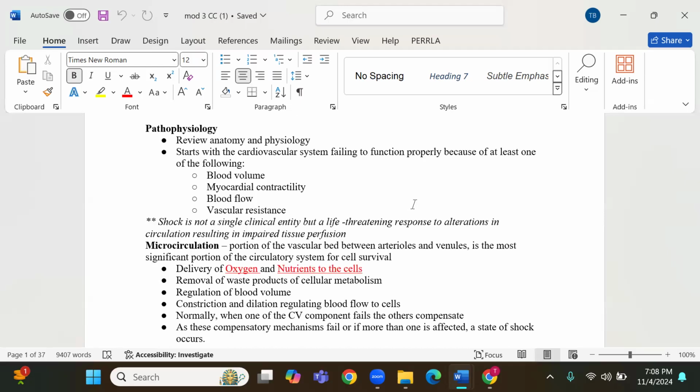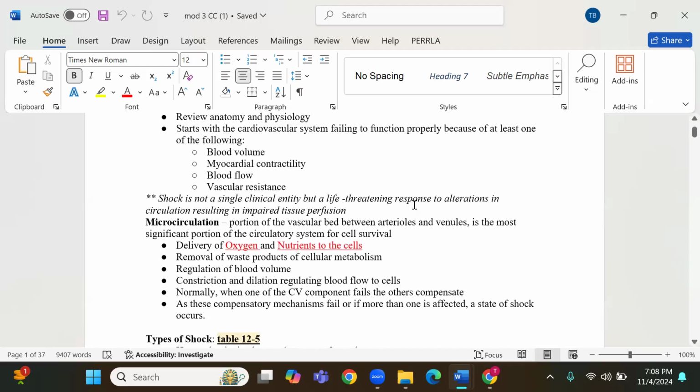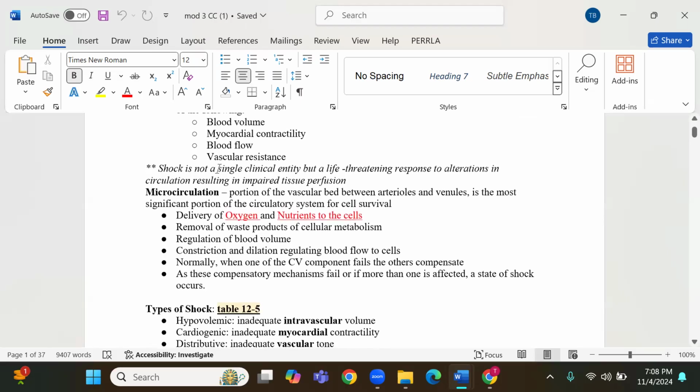Okay. So when you're thinking of shock, it's not really a single clinical entity, but a life-threatening response to alterations in circulation. So something has caused the circulation to be altered in some way. And for this exam, it's going to be anaphylactic shock, and we'll look at it.